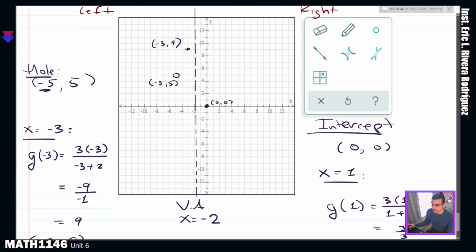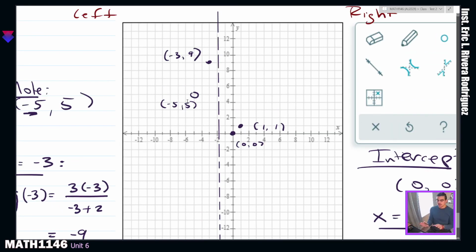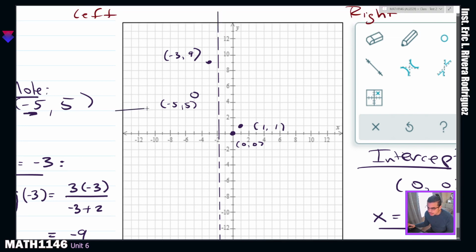We go here and we put that number here. So I will need to move this. So it is here, (1, 1). All right. So we have the 4 key points. We have already the vertical asymptote in the graph. Now what we need is to put the other asymptote, which is the horizontal asymptote. The horizontal asymptote is at y equal 3. So I'm just going to take this. There is the horizontal asymptote.